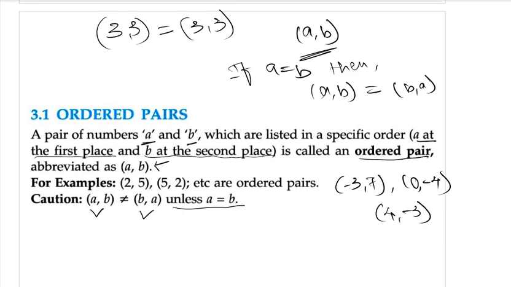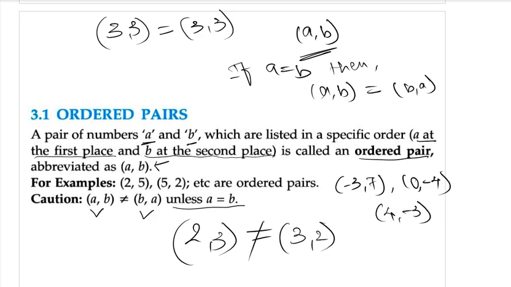So with an ordered pair, you must be very cautious regarding the positions of the elements, the positions of the numbers. They cannot be changed. Like if I have an ordered pair (2, 3), and I have another ordered pair (3, 2), these two ordered pairs are not equal.